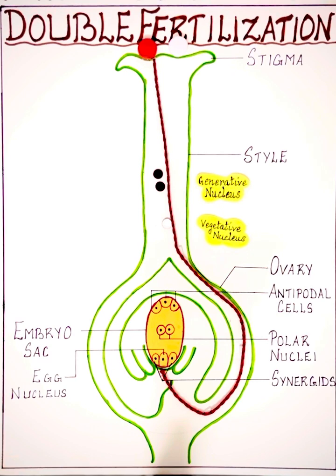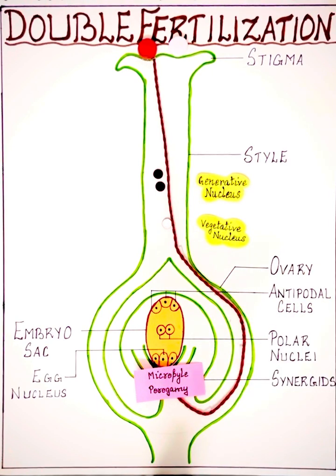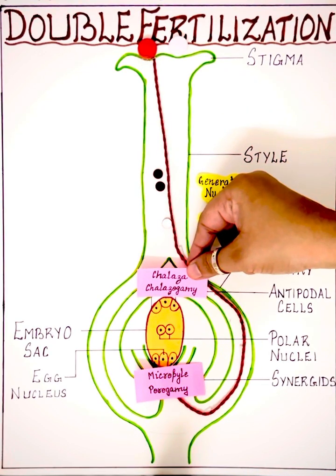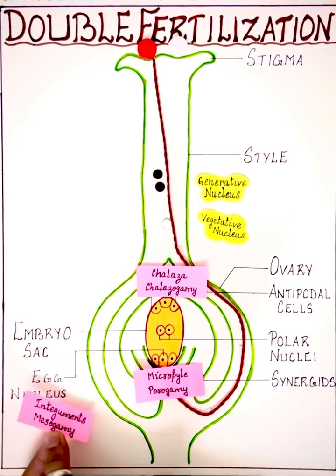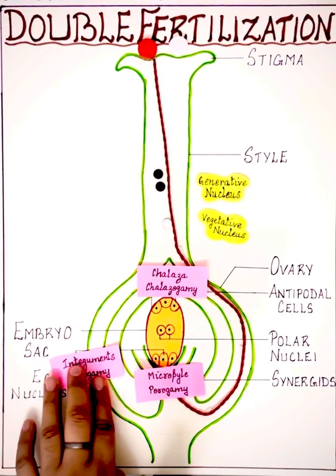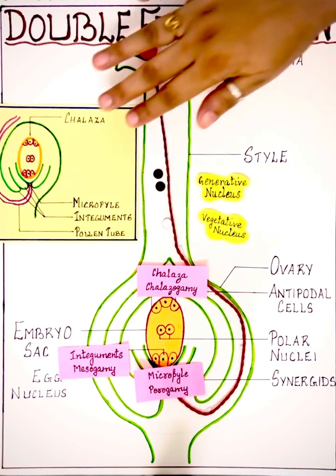Now, if we talk about the entry of the male gametes inside the ovule, it can take place through three pathways or openings. The first and most common one is the micropylar end, through the process of porogamy. The second type is the chalazal end, through the process of chalazogamy, and the third type is through the integuments, through the process of mesogamy. You can see the structures and the location of the three types of pathways clearly in this picture also.